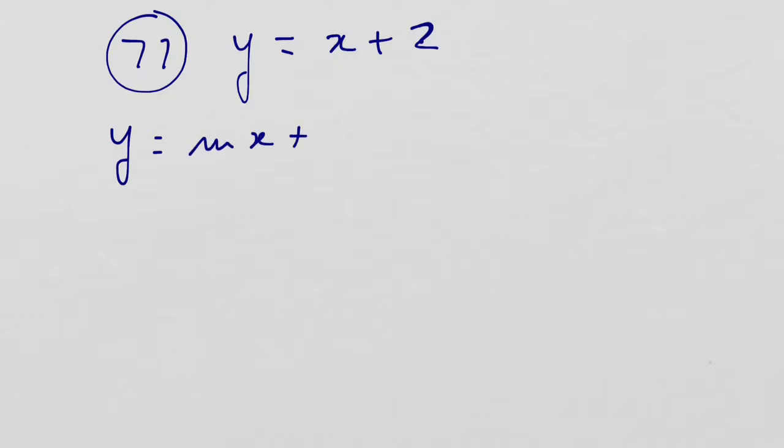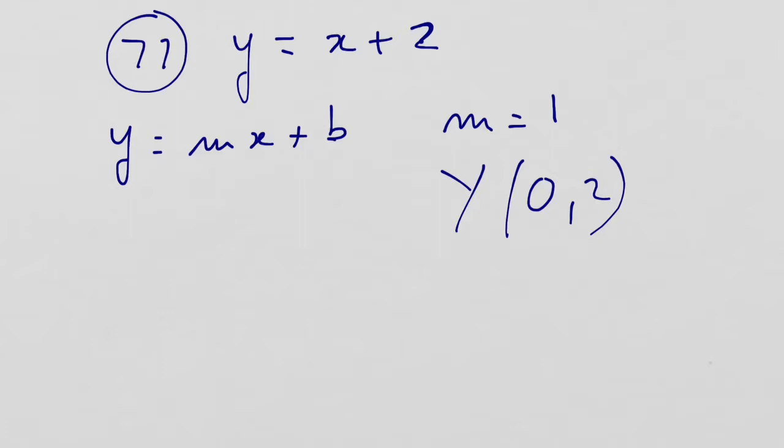Alright, so now let's solve problem number 77. They're asking you to graph the equation using the slope and the y-intercept. So we have y equals x plus 2. This is the equation of a line because it looks like y equals mx plus b. In that case, you know the slope is 1. The y-intercept is the point where x equals 0, and when x equals 0, y equals 2. So the y-intercept is the point x equals 0, y equals 2.